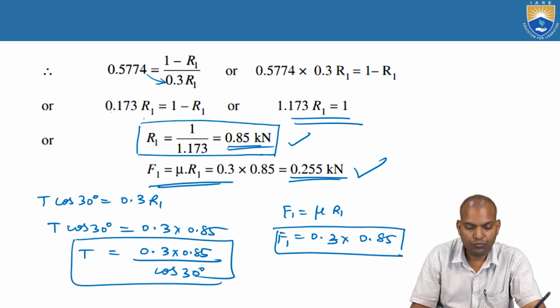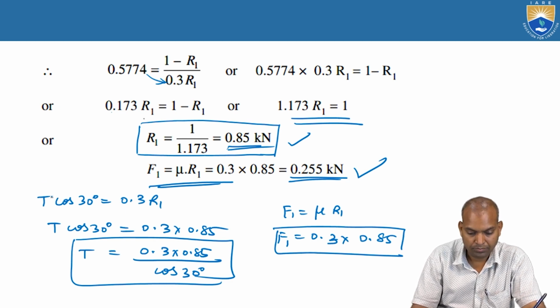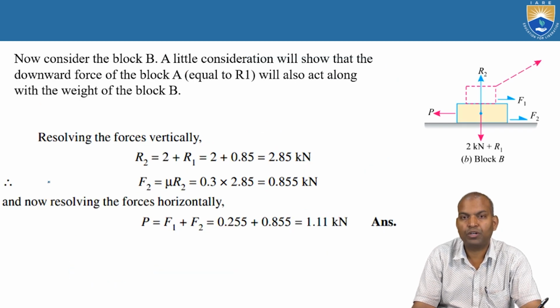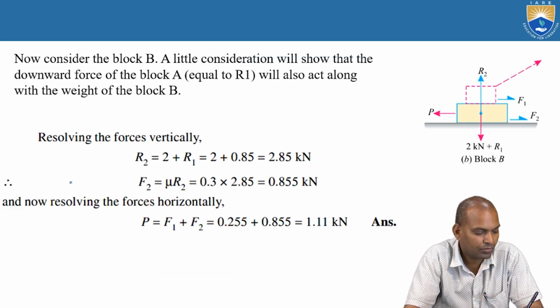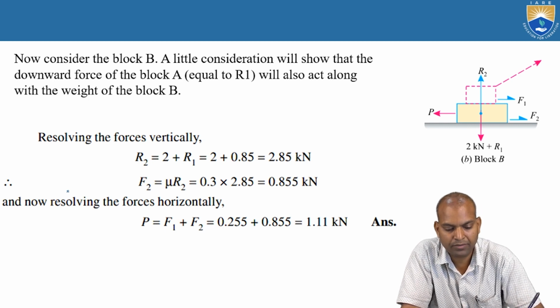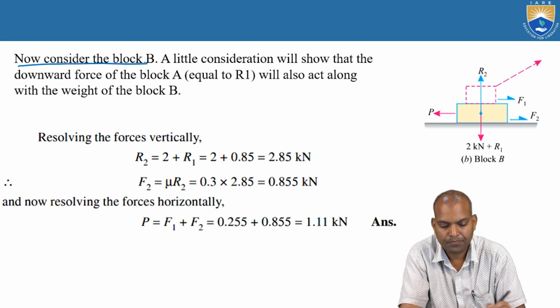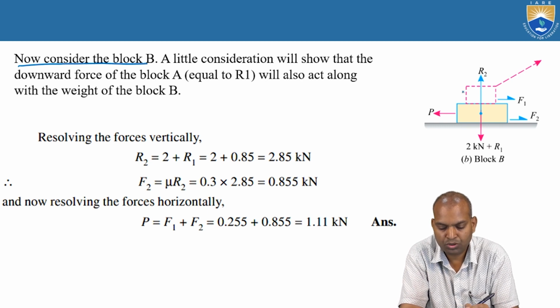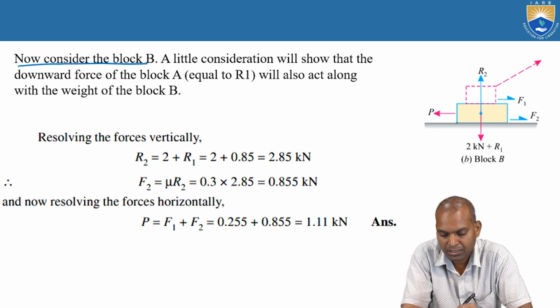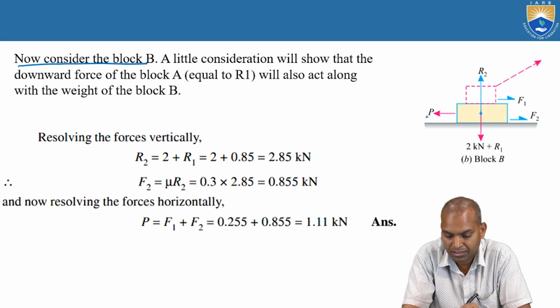Now, what is our objective? The main objective is to calculate the effort P required on body B. Next, draw the free body diagram of body B. We consider block B, with the known values we have calculated. Very important here: block B is considered. This is block B.